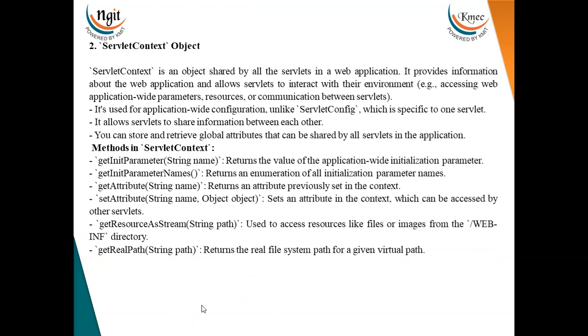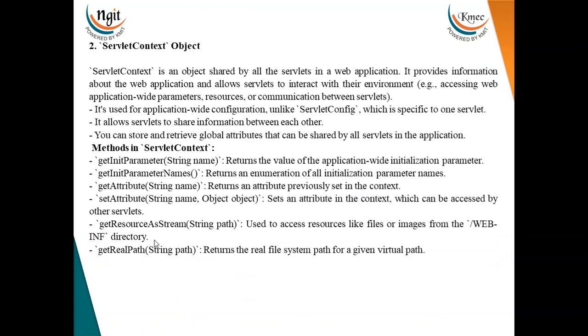Next is the servlet context object. This object will be shared by all the servlets in a web application. It provides information about the web application and allows servlets to interact with their environment, that is, accessing web application wide parameters and resources, or communication between the servlets will happen using the servlet context object. It will be used for application wide configuration. Unlike config, which is specific to one servlet, this servlet context is used to share information widely throughout the application.